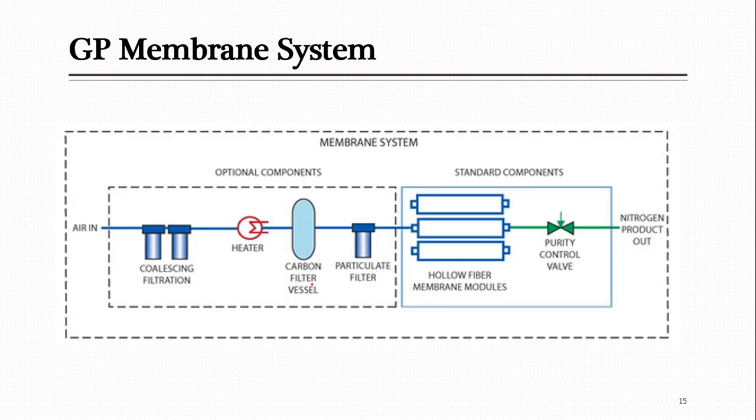For example, here one of the membrane systems is shown for a gas application, in which you can see there is one hollow fiber membrane module here. But before bringing the gas to the membrane module, you are passing it through some preliminary treatments. As we have seen in the case of reverse osmosis, you have to pass the feed through various pre-treatment units. So again here we are also passing it through pre-treatment units. For example, air is coming in, and this passes through coalescing filtration. Then there is a heater.